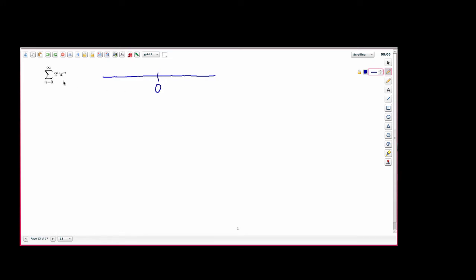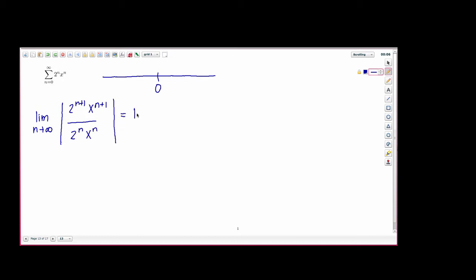So if we plug in x equals 0, we just get 0. So the center of this power series is x equals 0. So our next step, once we've identified the center, is to use the ratio test. So we take the limit as n goes to infinity, and we look at the absolute value of the n plus first term, so 2^(n+1) x^(n+1), over the nth term, 2^n x^n.